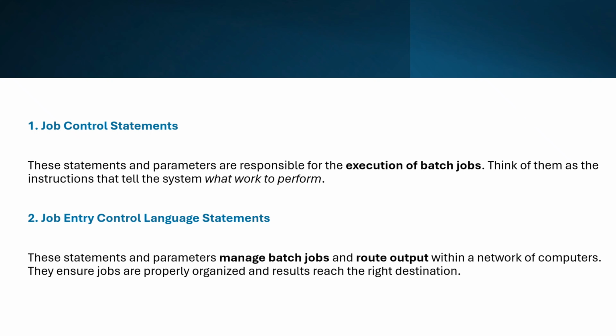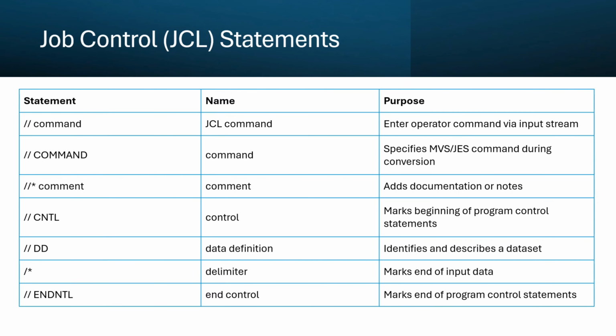Common job control statements. Here are some important ones you'll encounter. Now that we've covered the job statement, let's move on to the most important JCL statements you'll encounter in real projects. These are the building blocks of batch job control. Category 1. Basic job control statements. /*command enters an operator command via the input stream. //command specifies an MVS/JES command during conversion.